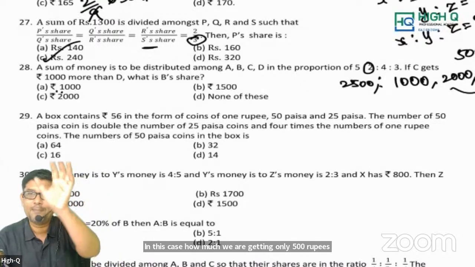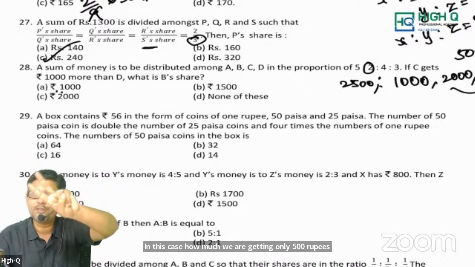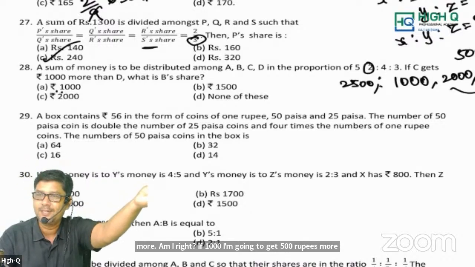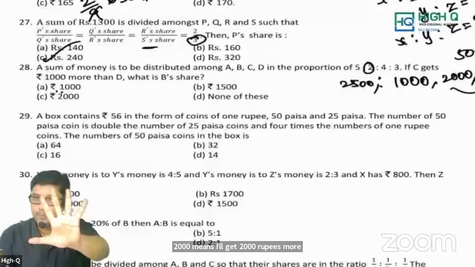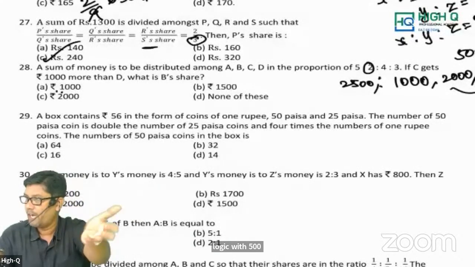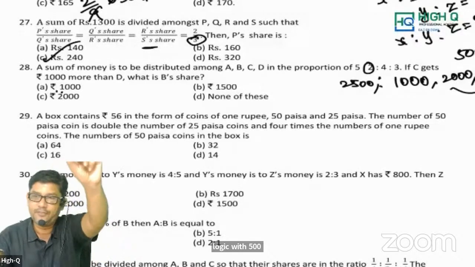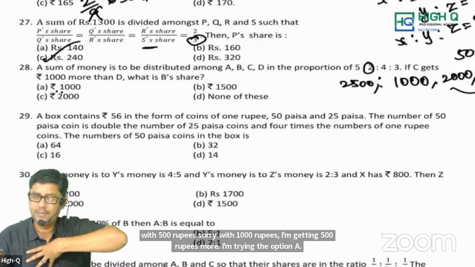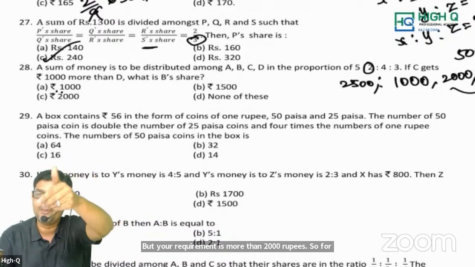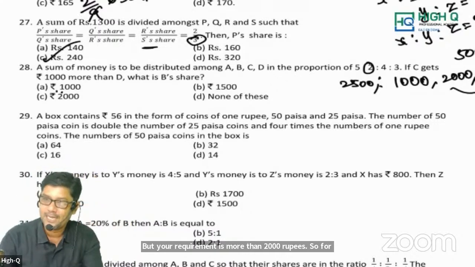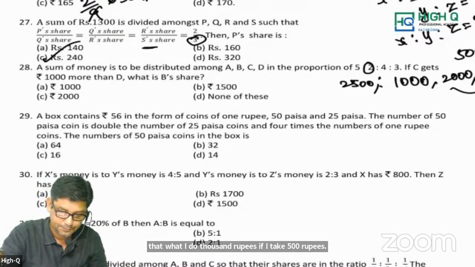If 1000, I'm going to get 500 rupees more. 2000 means I'll get 2000 rupees more. Logic: with 1000 rupees, I'm getting 500 rupees more. I'm trying option A, but the requirement is more than 2000 rupees. So for that, what do I do? If I take 1000 rupees I get 500, so if I take 2000 rupees, I'll get 1000. So directly I'll mark option C.